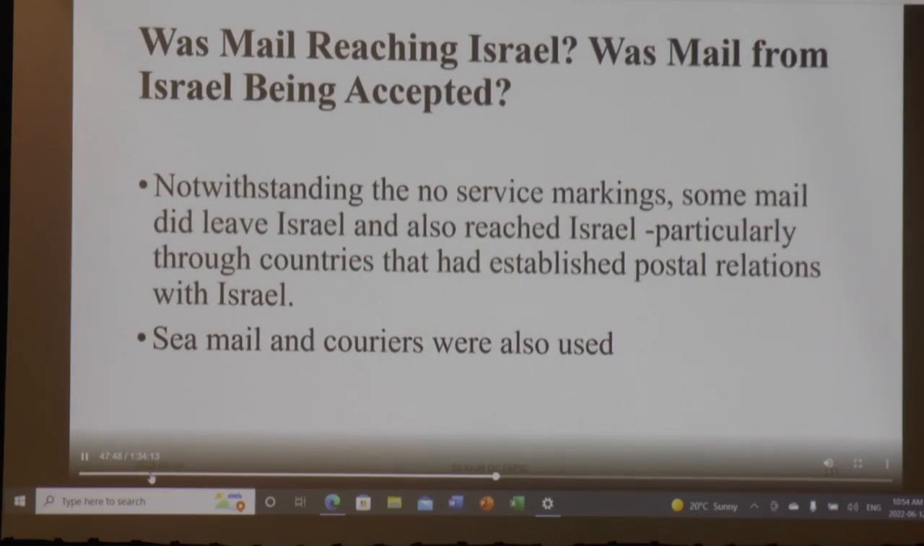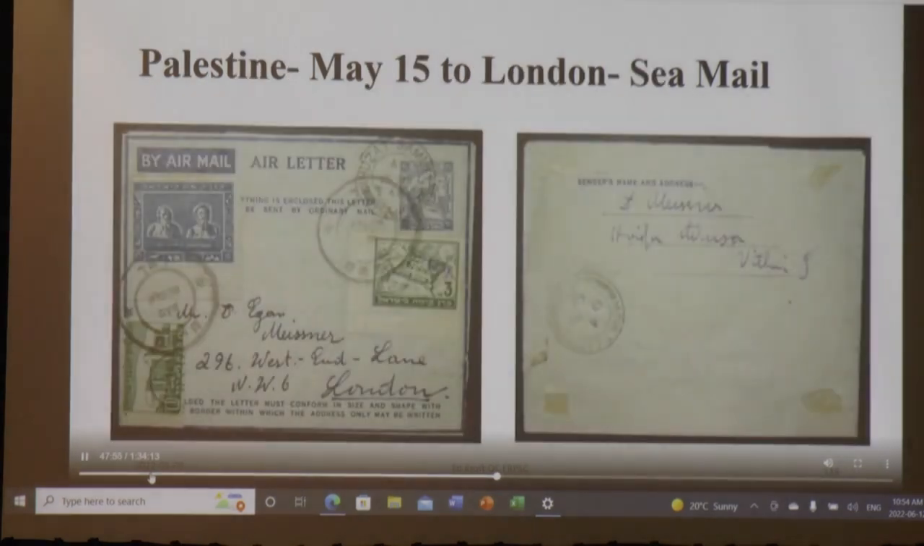Now, was mail reaching Israel? Was mail from Israel being accepted? We've seen that there was sea mail, there was some air mail that could occur. And here's an example of sea mail going to London with some of these provisional stamps that were coming out of Palestine at the time.